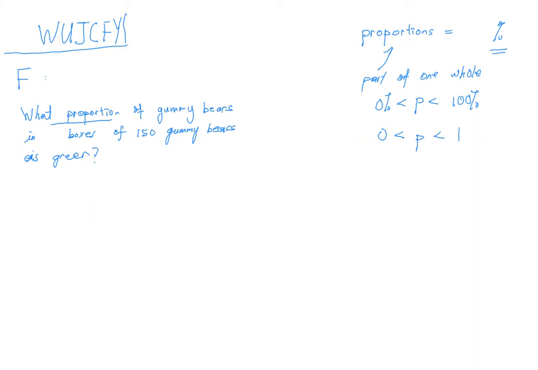That means a company produces a gummy bear. So the company can claim, oh, 30% of my gummy bears are green. In this box, 30% of them are green. So how are you going to justify this claim? Like we justify the claim of the mean, correct? So now how are you going to find this proportion?